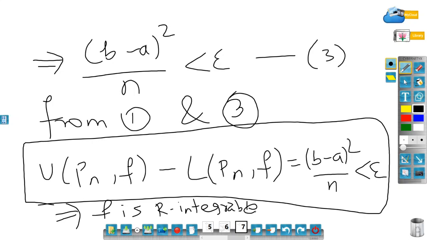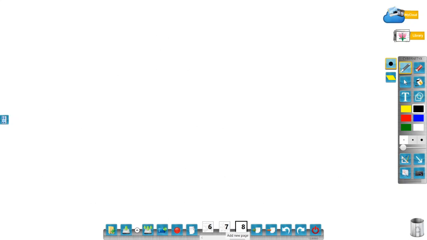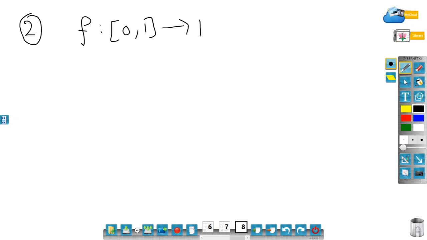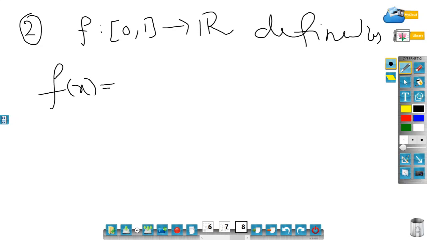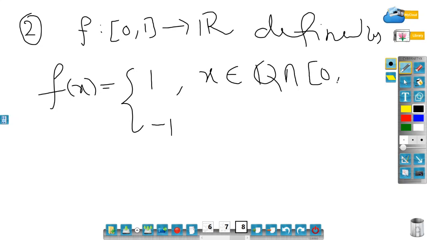Right. So now let me take one more problem. Problem number 2. f is again a function from the closed interval 0, 1 to R, defined as f(x) is equal to 1 if x belongs to the set of all rational numbers between 0 to 1, and minus 1 if x belongs to the set of all irrational numbers between 0 to 1.